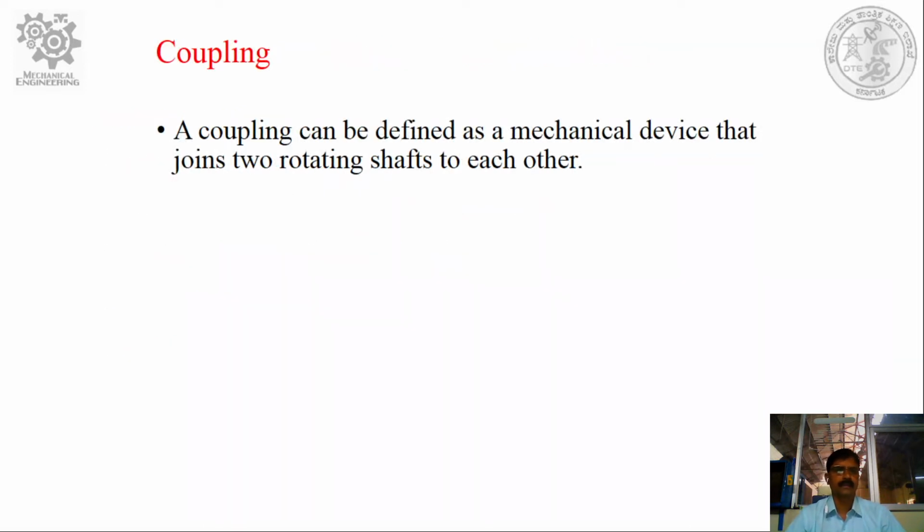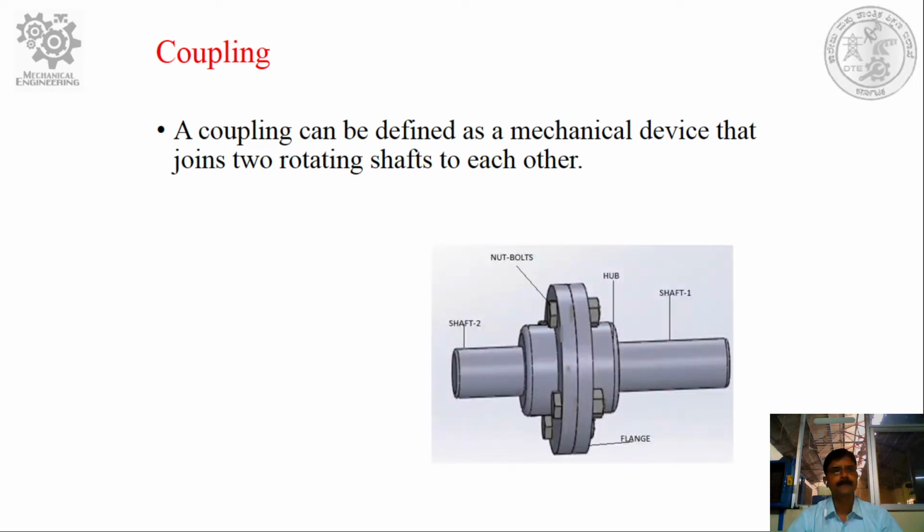What is meant by a coupling? A coupling can be defined as a mechanical device that joins two rotating shafts to each other. Here the important point is it joins two rotating shafts. We already learned the joining elements, that is the threaded fasteners and riveted joints, which are permanent and temporary joints, but here the coupling is also a temporary joint, a mechanical device to join two rotating shafts.